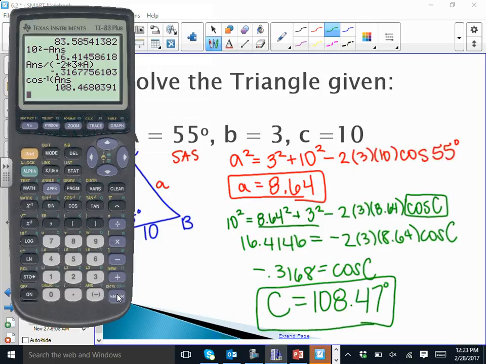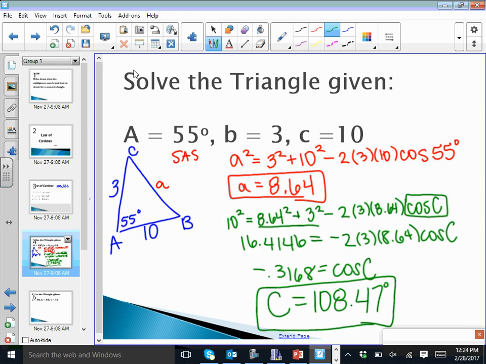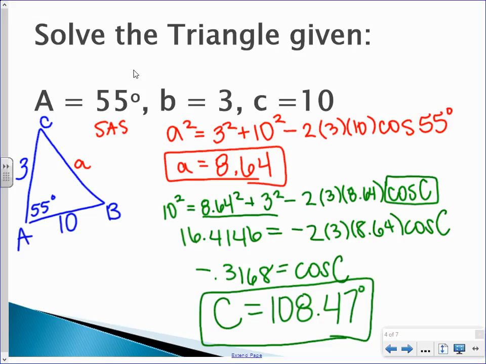Make sure that in this step right here, when we're dividing over this product in front of cosine C, you do so with parentheses, otherwise the order of operations in your calculator will not be correct. Okay? Now, this is where it gets nice. We have our second angle, so to find our third angle, we just use the rule of 180. We have one angle of 55, one angle of 108.47 degrees. What would our third angle be?